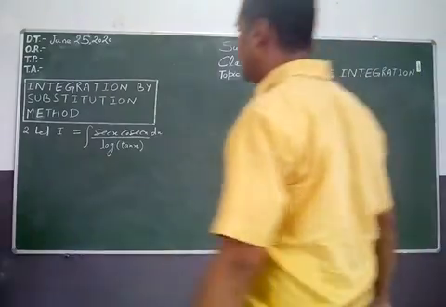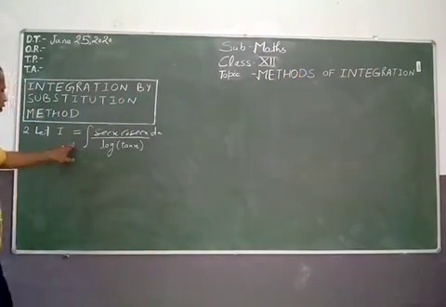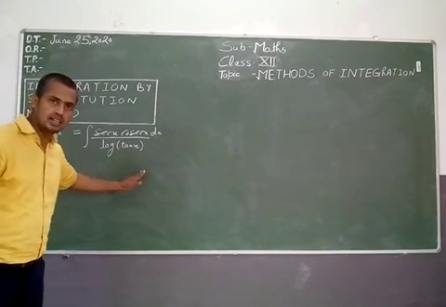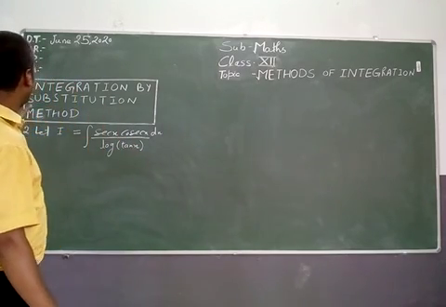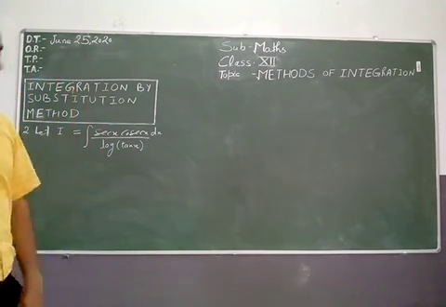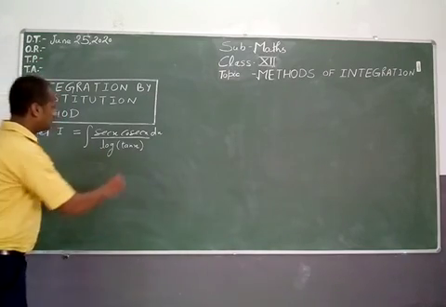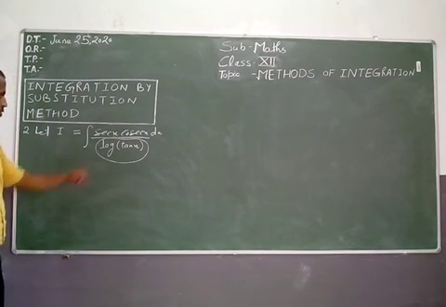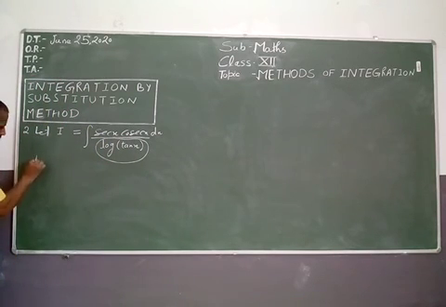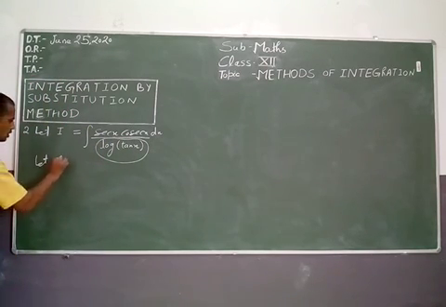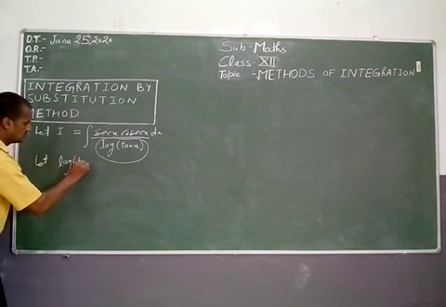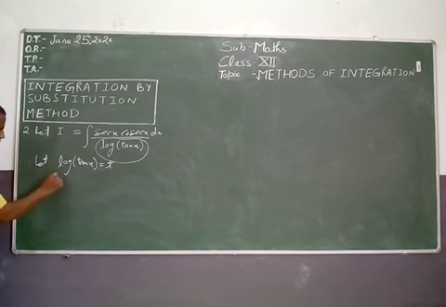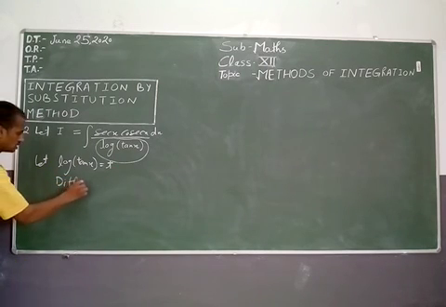Next example we have integral of sec x into cosec x upon log tan x. We are using here integration by substitution method, so we can substitute denominator equal to t. This value we can substitute, so we can write here let log tan x equal to t. Now differentiate with respect to t.